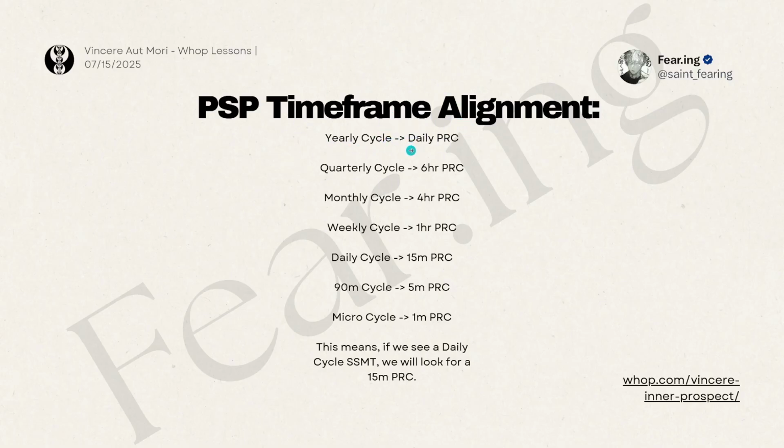Yearly cycle, sequential SMT to a daily PRC, quarterly cycle to a 6-hour PRC, monthly cycle, 4-hour PRC, weekly cycle, 1-hour PRC, daily cycle, 15-minute, 90-minute, 5-minute, microcycle, 1 minute.